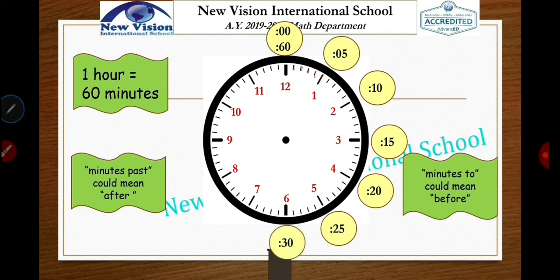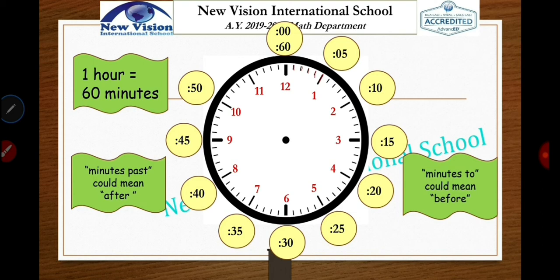Next, 30. Okay, notice that the half of 60, or the opposite of 60, is 30. Meaning to say the half of 60, or the half hour, is 30 minutes. Okay, after 30 is 35, then 40, then 45, then 50, then 55, and for 12 it's 60.